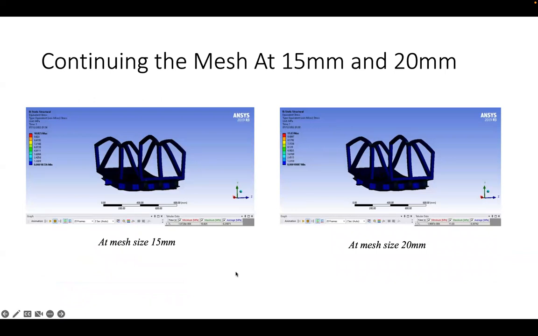These are the von Mises stresses obtained at different mesh sizes. For 15 mesh, we got 10.25, and for 20 we get 11.01. Next slide.